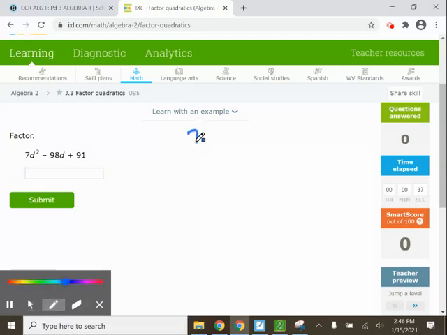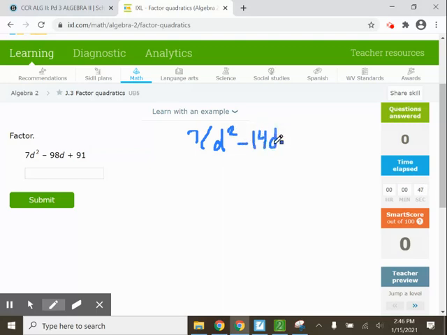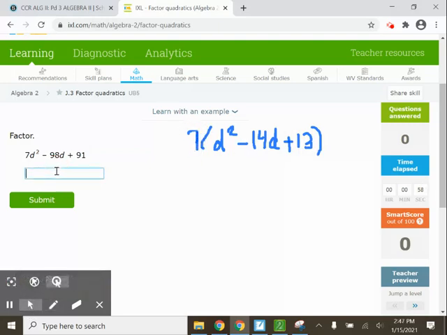So I can actually take a 7 out of here, and then I'm left with d squared minus 14d, and then plus 13. So because that 7 is my greatest common factor, it does have to appear in my solution. So I'm going to have to put it there in front.